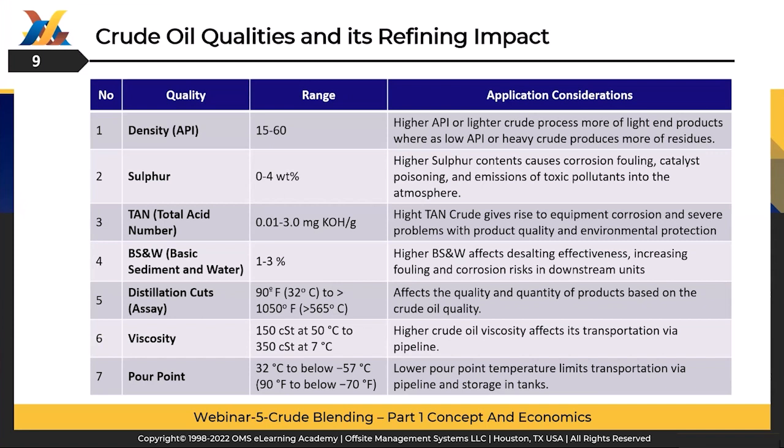If it is very viscous, like a heavy oil, it becomes very difficult to pump through pipelines and uses more horsepower. And if the pour point is too high, it also becomes a problem to transport through pipelines. We'll talk about these properties a little bit more in detail, and what refineries or the industry do to alleviate those problems.